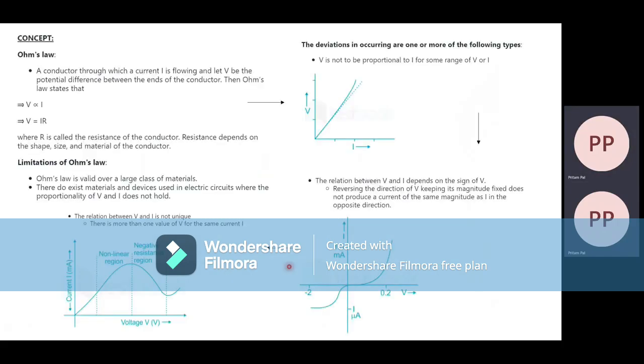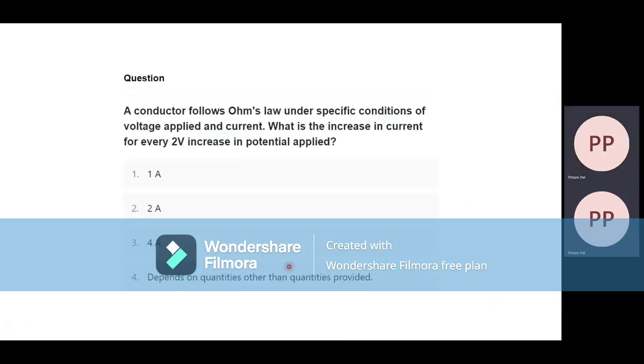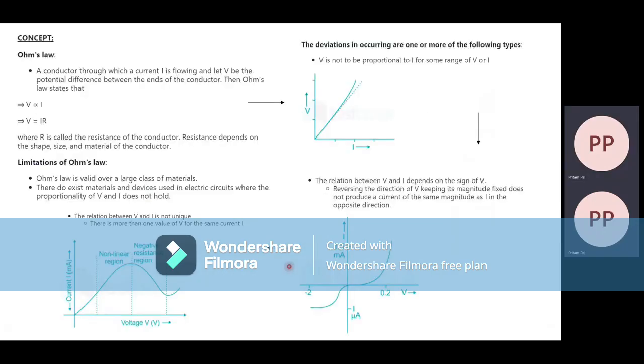To solve these questions, as I mentioned, for linear materials with a conductor following Ohm's law, we can simply use the formula relating voltage to current, that is V equals IR. Here R is the resistance of the conductor, and resistance depends on the shape, size, and material of the conductor, as I already told you. So these are the limitations.